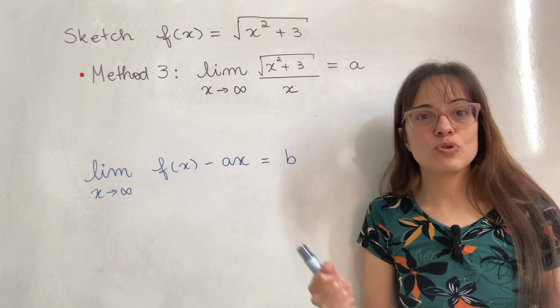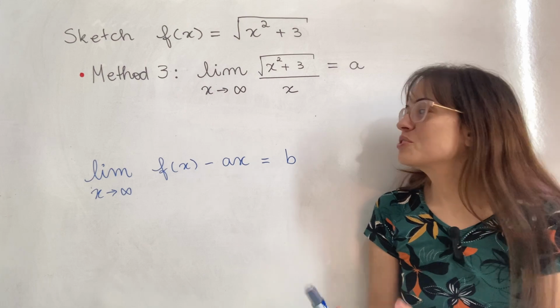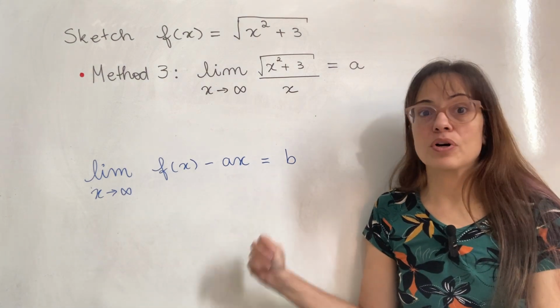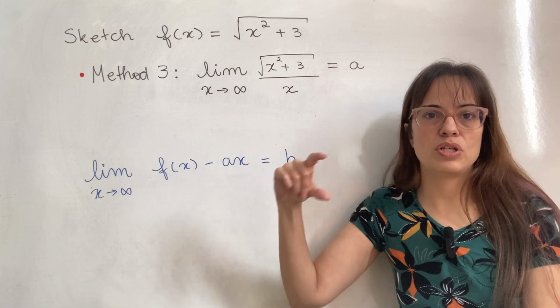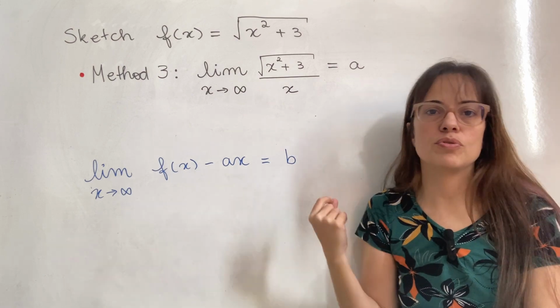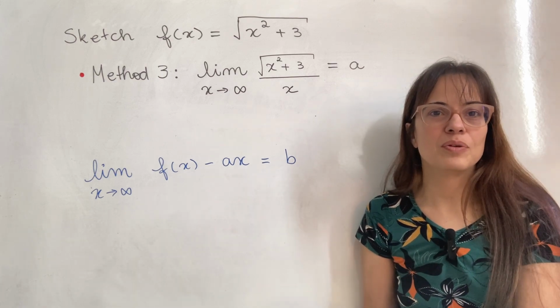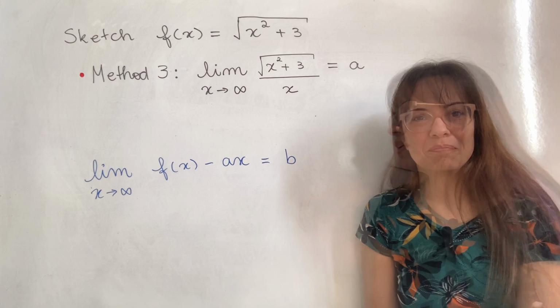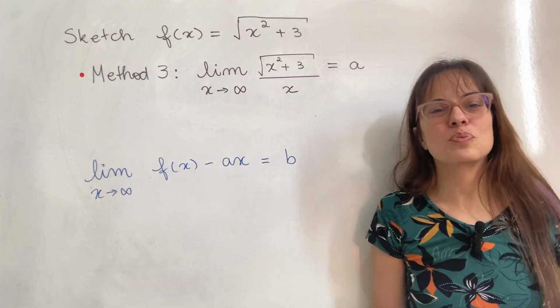But any way that you choose to find the value of a, you still need to find the value of b. So you go back to method 1, right? It's the function minus ax, the difference between those two things as x is going all the way to the right. That difference is the b of the line y equals ax plus b. And then you calculate another limit to find that. I'm not going to do it because I already did this one in method 1.